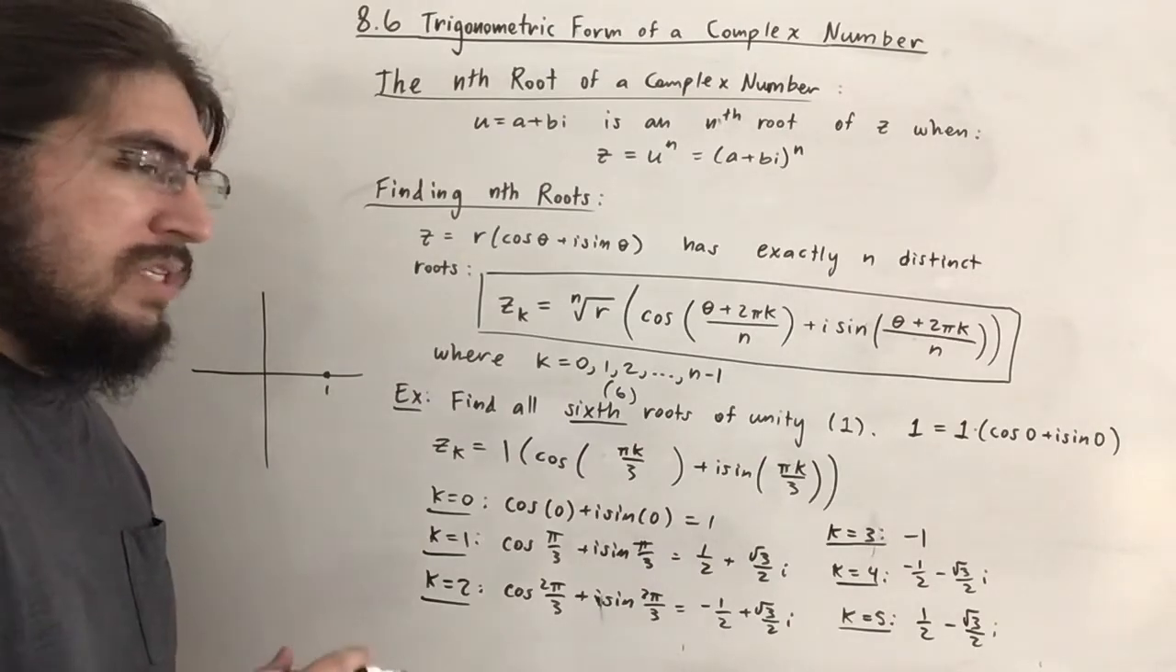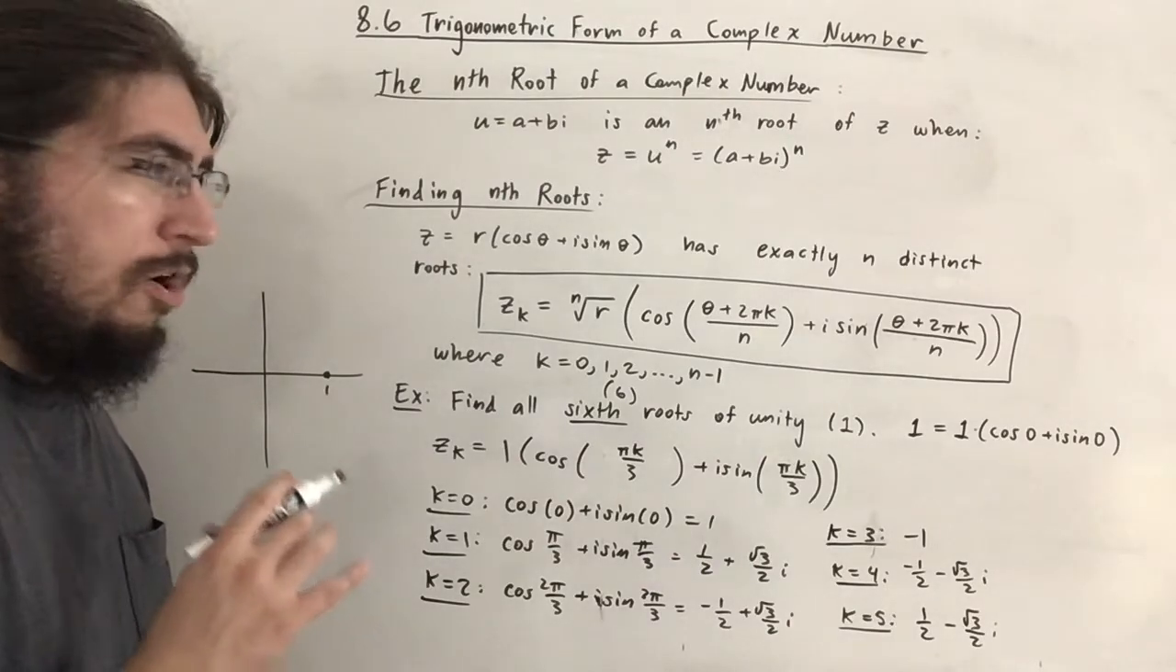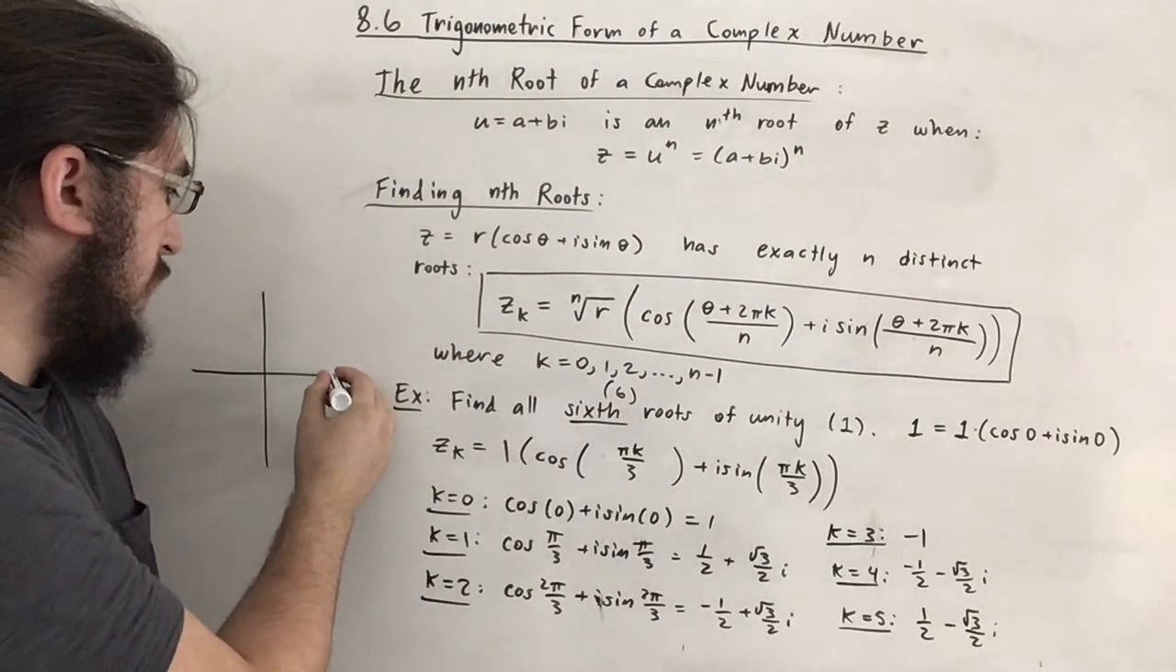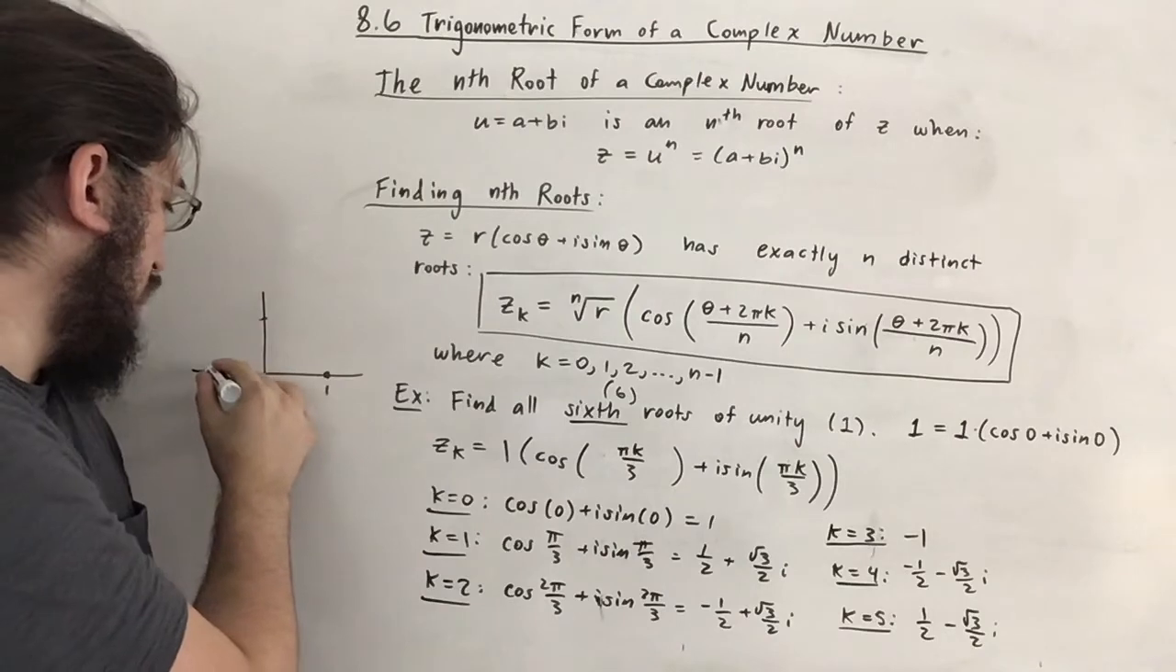Now, there is a visualization, like I said, and here it is. Hope we're ready for this, because it's quite amazing. So we're going to take a look at the circle with this radius, which in this case is radius 1, of course.